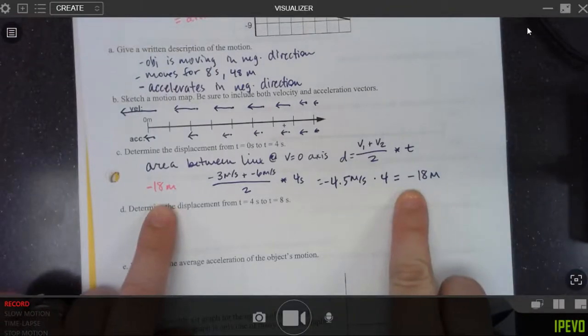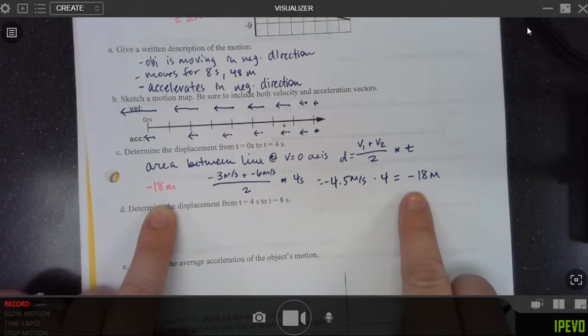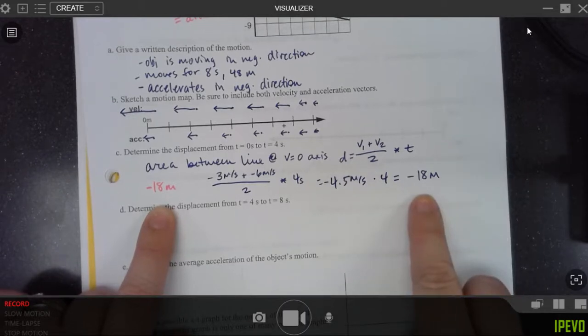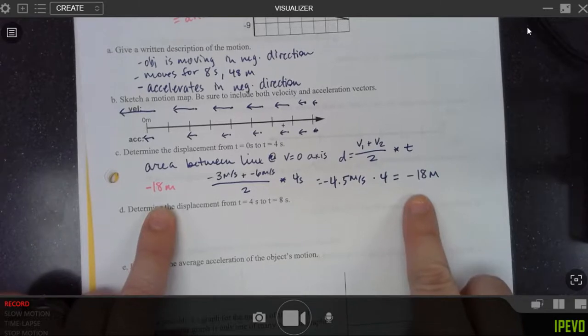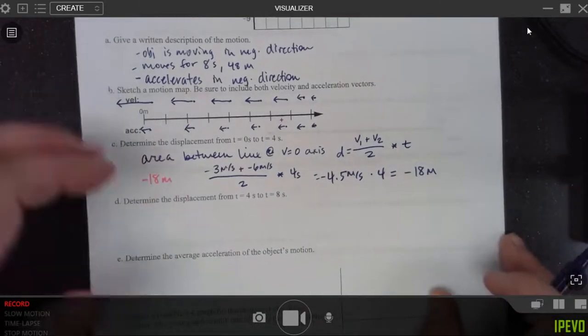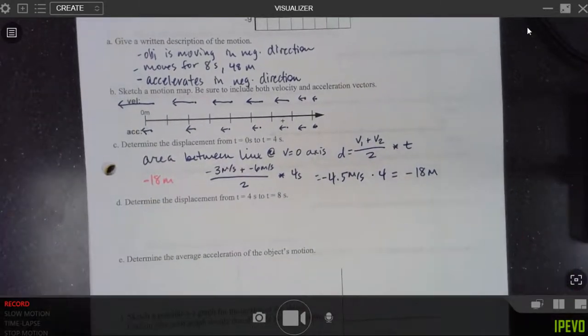Which way do you guys like better, the graph way or the equation way? The equation way? No. Some people like both. So you can use either one that you want. Both of them should work. The next step says determine the displacement from 4 to 8 seconds. So here, 4 to 8 is going to be the second part.